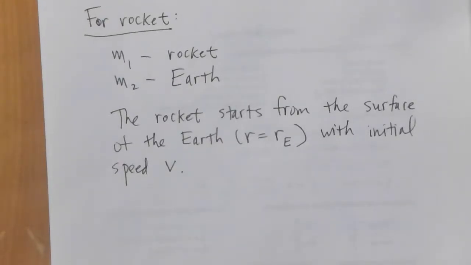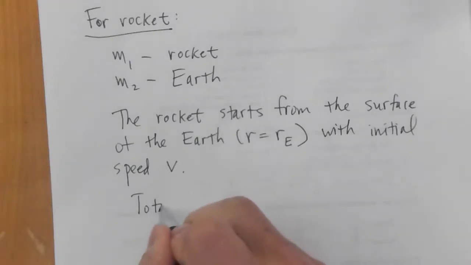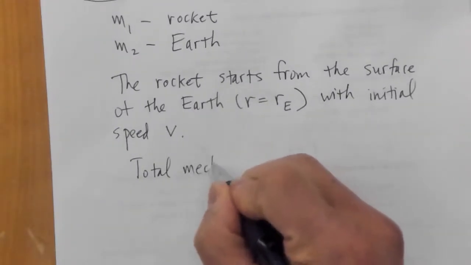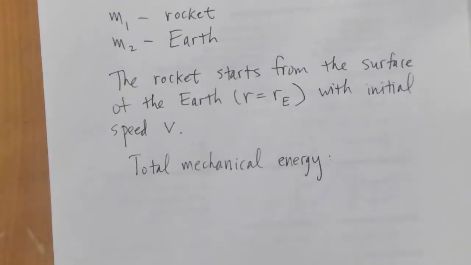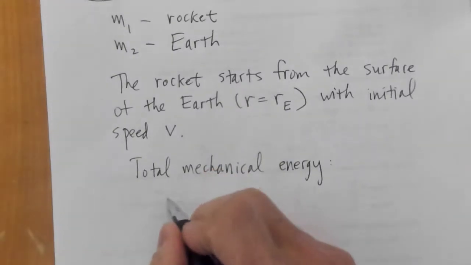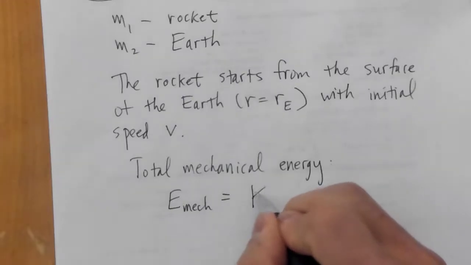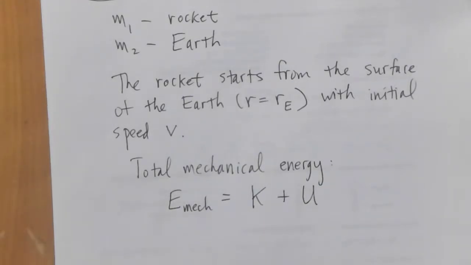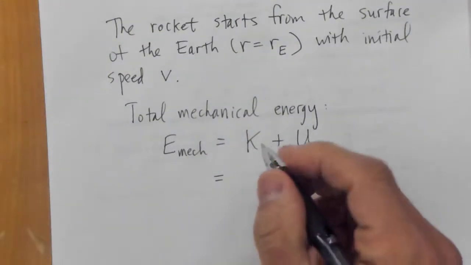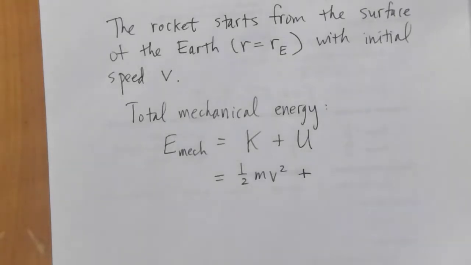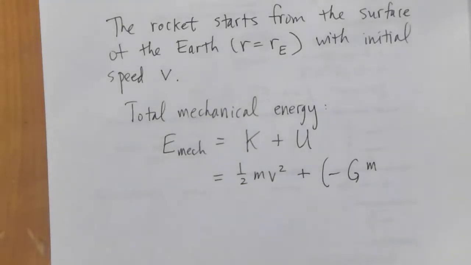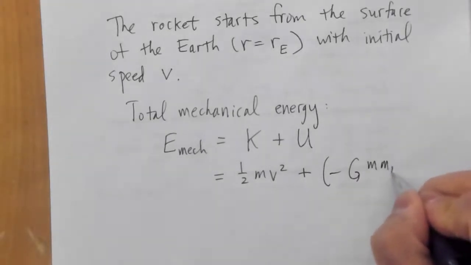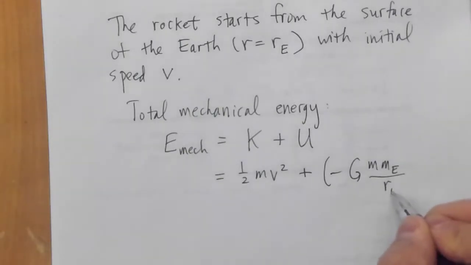Okay, so let's calculate the total mechanical energy. So you can tell your friends today you learned rocket science. Okay, so the total mechanical energy is K plus U. All right, now we're going to say the kinetic energy is 1/2 m v squared. Okay, and the potential energy will be the usual thing we wrote down. It would be minus G, the mass of the rocket, let's just call it plain old m, the mass of the Earth is M_E, divided by R_E. That's the radius of the Earth.